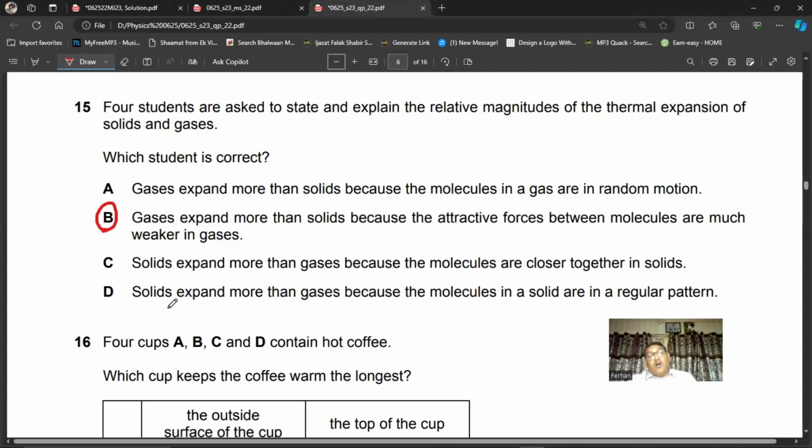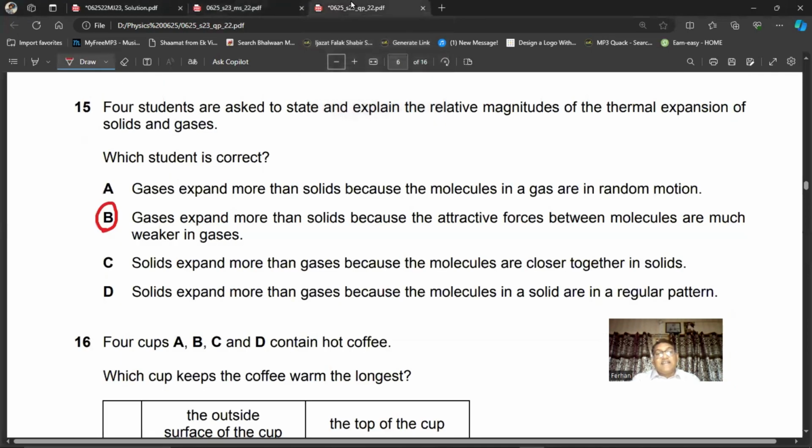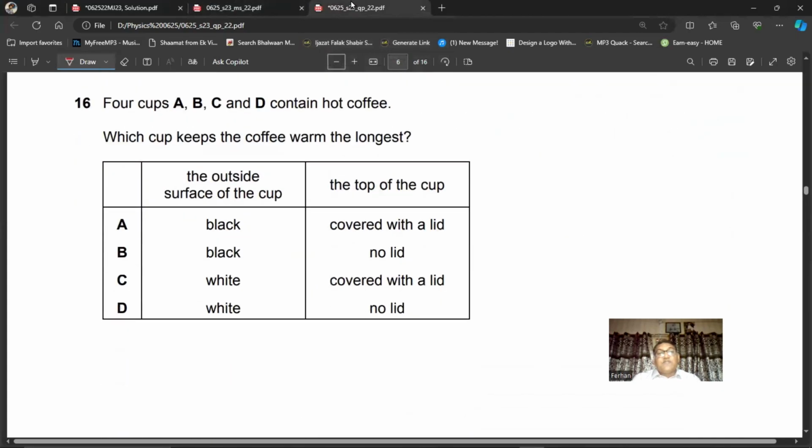Solid expands more, that is wrong. Solid expands more than gas, that is totally wrong. C and D are totally wrong. From A and B, B looks much better because there is very negligible force of attraction between the molecules of the gas. That's why they expand more and more. So question number 15, I think B is the right answer, sir. B is the right answer. Okay, so we are going to the next part.